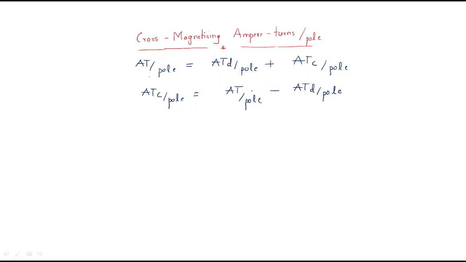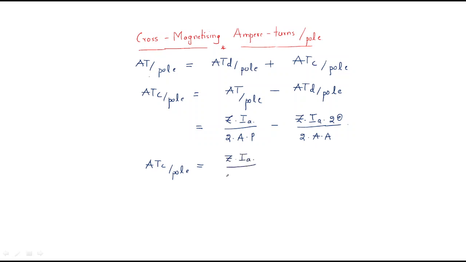So from the total ampere turns, we remove the demagnetizing ampere turns, and we get the cross magnetizing ampere turns per pole. You know that the total ampere turns per pole is Z into IA by 2AP, minus Z into IA by 2AP for 2 theta. So from this we find the cross magnetizing ampere turns per pole. If we take ZIA by 2AP common, then we get 2 theta by 180, don't forget it, 2 theta by 180. So we get 1 minus 2 theta by 180. These are the cross magnetizing ampere turns per pole.